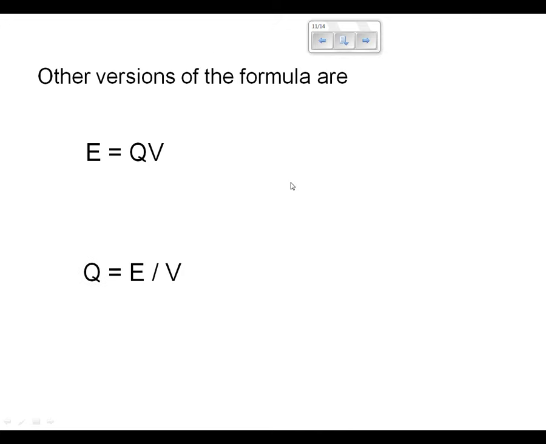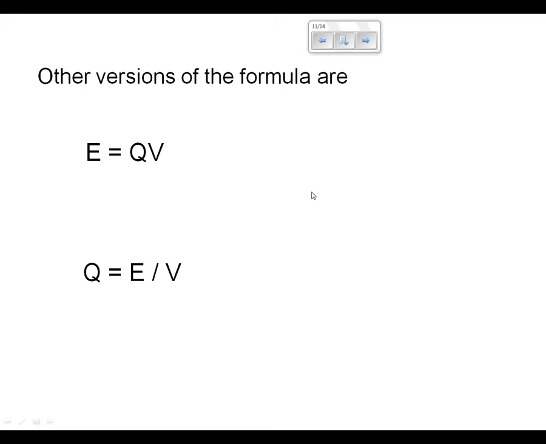Here are the other versions of the formula. Do you have them? I lost mine. Here are the other versions. Oh, there's the formula, right? Okay, so where it says formula, I want you to write the first one, and then the other versions you're going to write underneath, right?